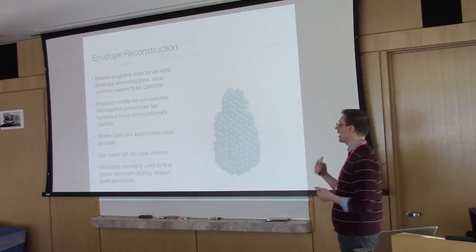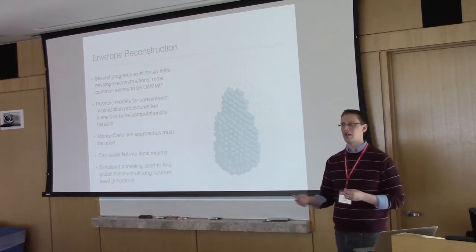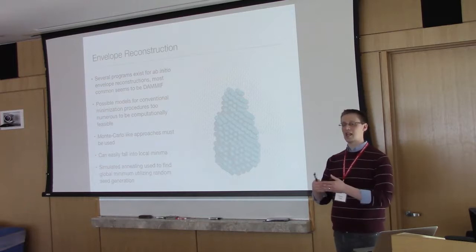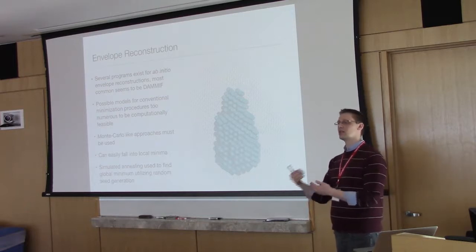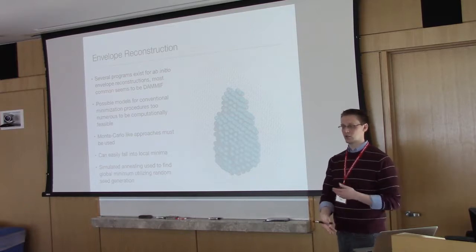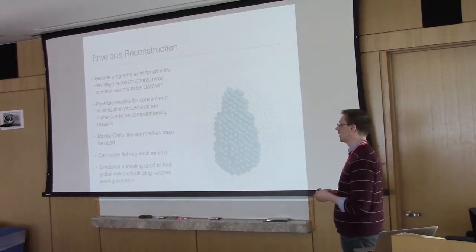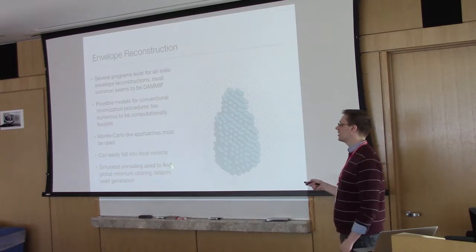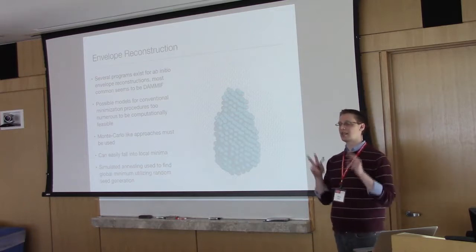They iterate, and every iteration they change a different bead and ask, how well does the scattering profile match? Does it get better or does it get worse? If it gets better, they keep it. If it gets worse, they throw that version away, and they try again. Now, it's not entirely like that, because they use simulated annealing to allow for some incorrect selections.